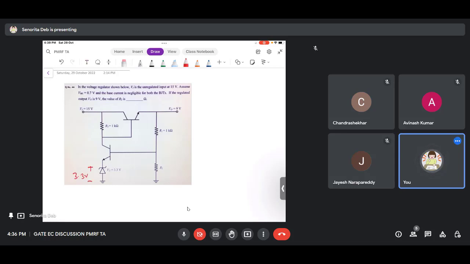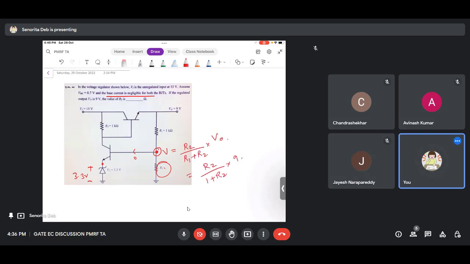Okay. Now if there is 3.3 here, they have asked the value of R2. They have asked the value of R2. Okay. Regulated voltage is 9 volts. That means what is the value here? They have said base current is negligible. So that means zero current here. Okay. So this is now nothing but voltage division. So this voltage here will be R2 upon R1 plus R2 into V0. So R2 upon 1 plus R2 into 9.